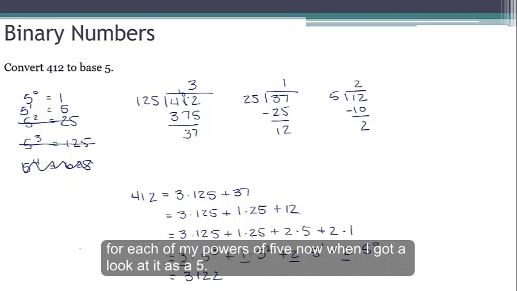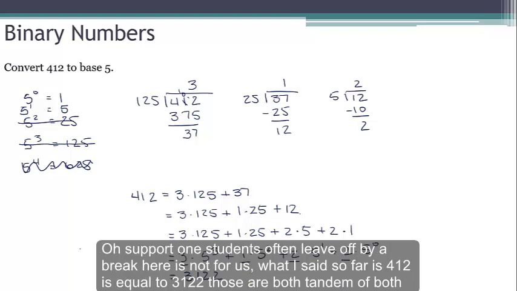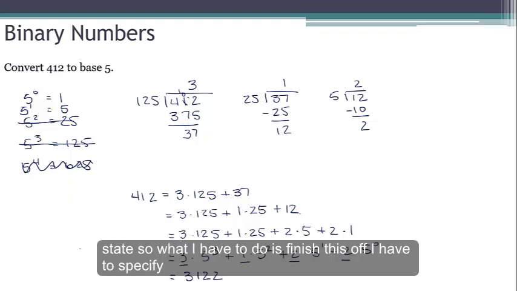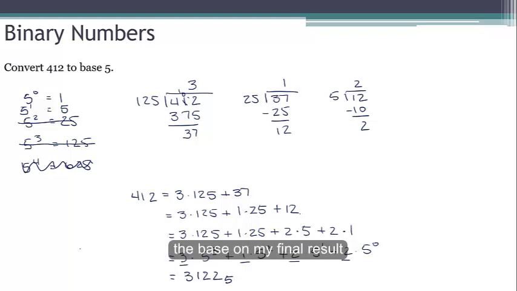Now, we're not done though. Look, I know this is a fine point, but it's an important one and students often leave it off. What I have written here is not true yet, because what I've said so far is 412 is equal to 3,122. Those are both base 10 numbers, and that is obviously not a true base 10 statement. So what I have to do to finish this off, I have to specify the base on my final result.